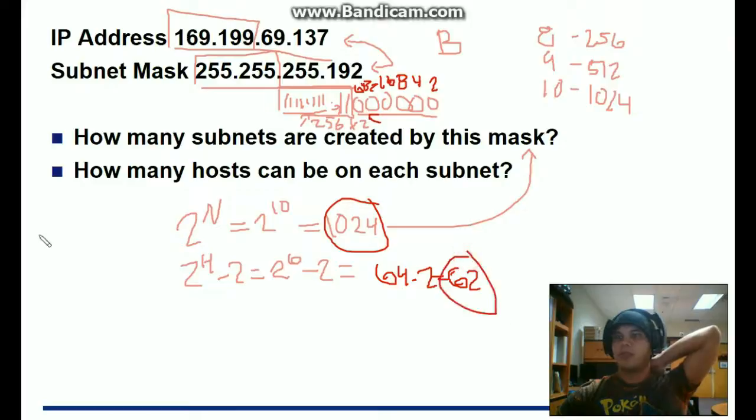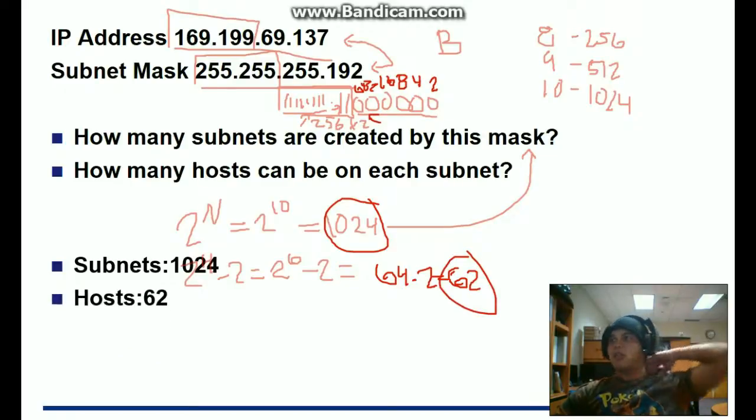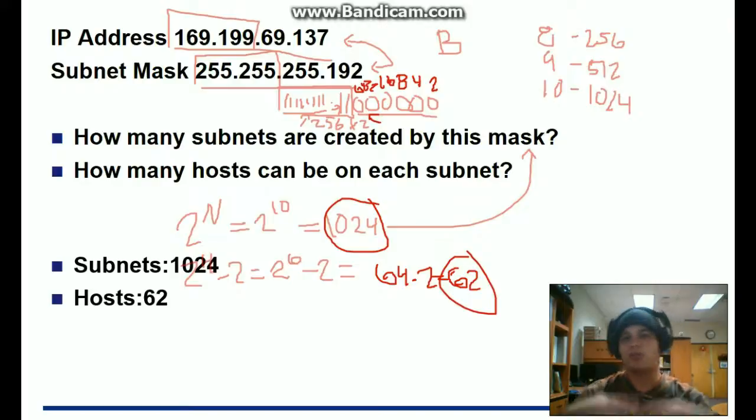1024, 62. Let's see what we got here. Subnets 1024, that's right. And then hosts are 62. Sweet. So we have actually subnetted. Now, that's awesome. With the knowledge that I just gave you in the slides in this video, you should be able to tackle any subnetting question now.